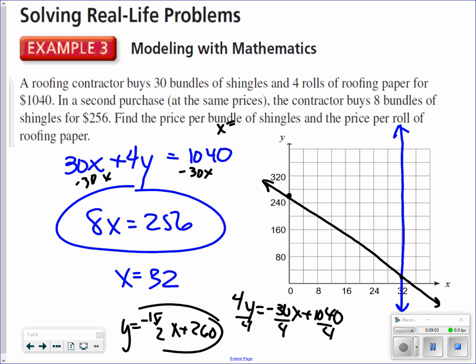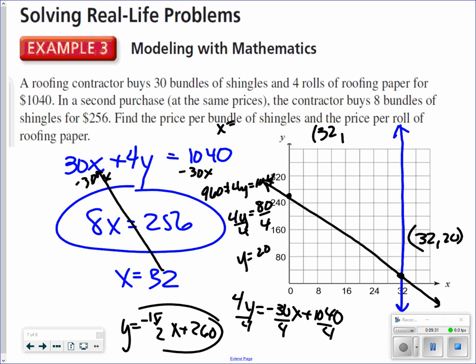And so the intersection is the hard part here. Like, where do they actually cross? And I know the x-coordinate is at 32. So if I plug 32 in for x and solve this, 32 times 30 is 960 plus 4y equals 1040. And 4y would equal 80. And y would equal 20. So the point (32, 20) is the intersection. And again, that's hard to see on the graph.